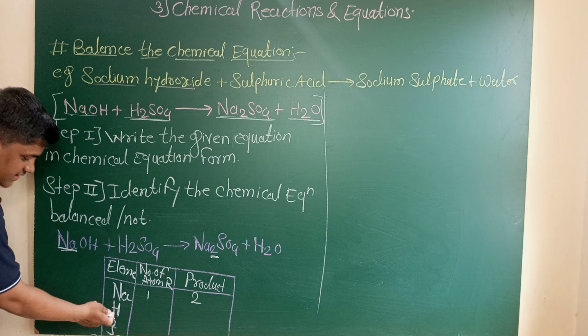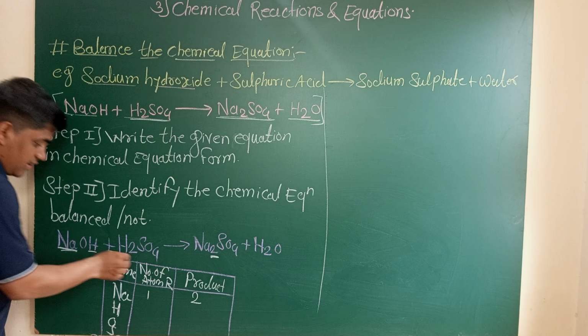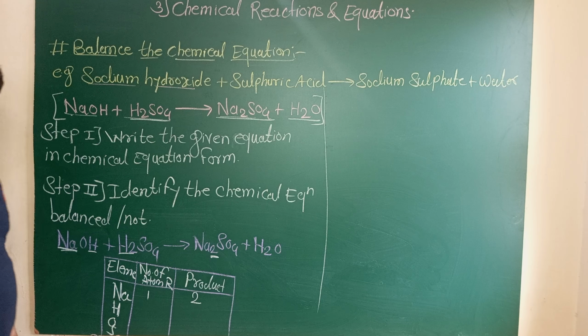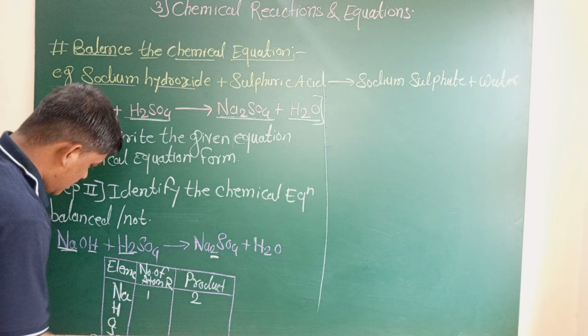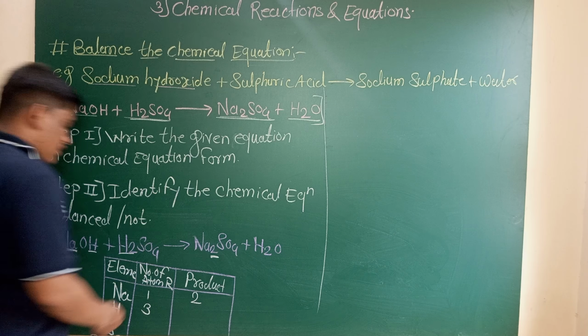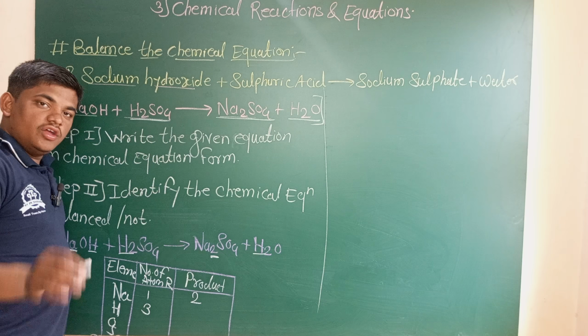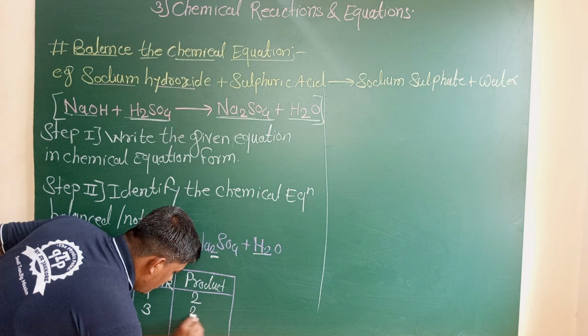And next, hydrogen. Let us count the number of hydrogen atoms in the reactants. This is a single hydrogen, and these are two, so the total hydrogen atoms in the reactants are 3. There are 3 hydrogen atoms in the reactants, and only 2 hydrogen atoms in the product.